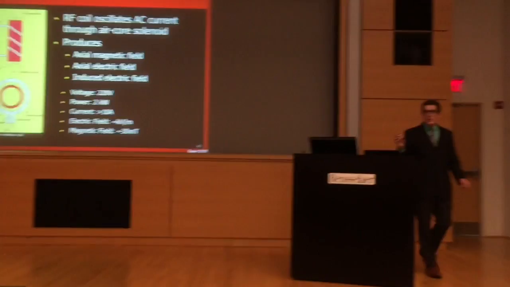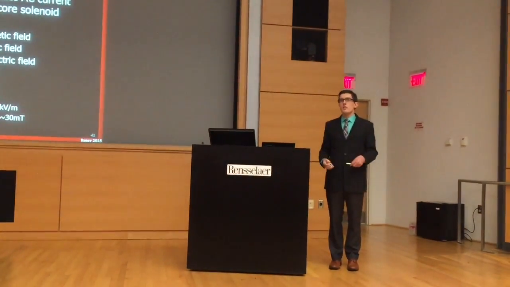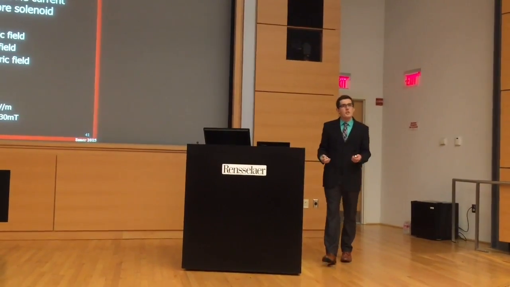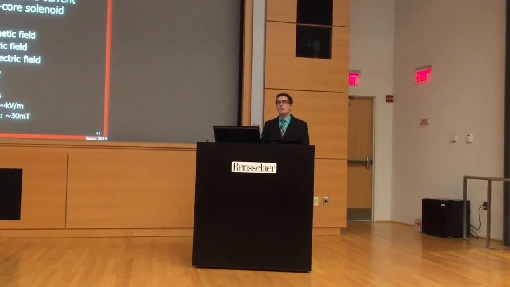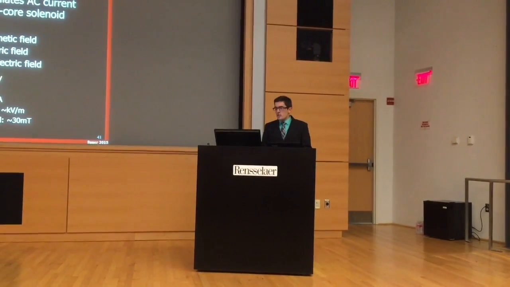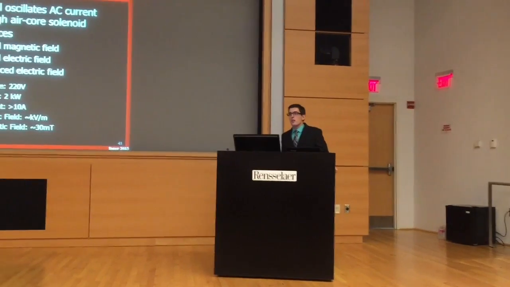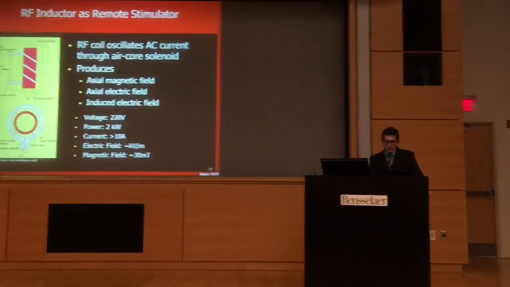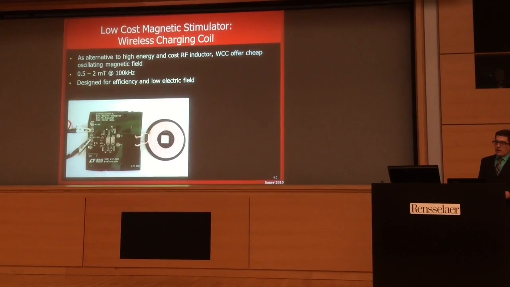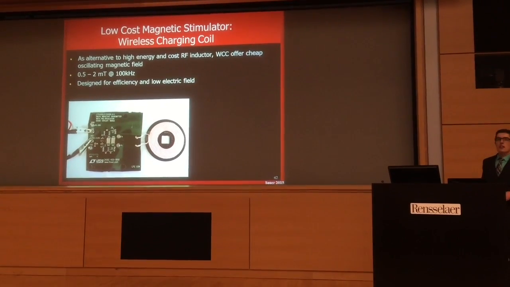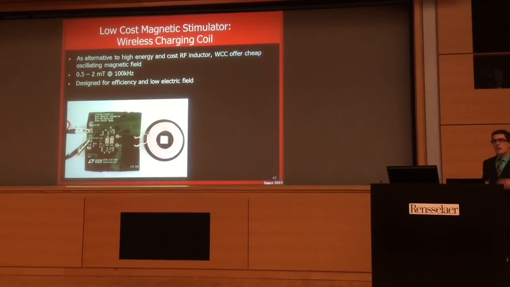This is a wireless charging coil. You may have seen these used for charging your phone or charging your small devices. And these work on exactly the same principle. They oscillate an AC electric field to induce a magnetic field at the surface of the device. And actually, the magnetic field is quite strong for the powers put into it. It's about 2 millitesla at 100 kilohertz. And these are designed for efficiency.